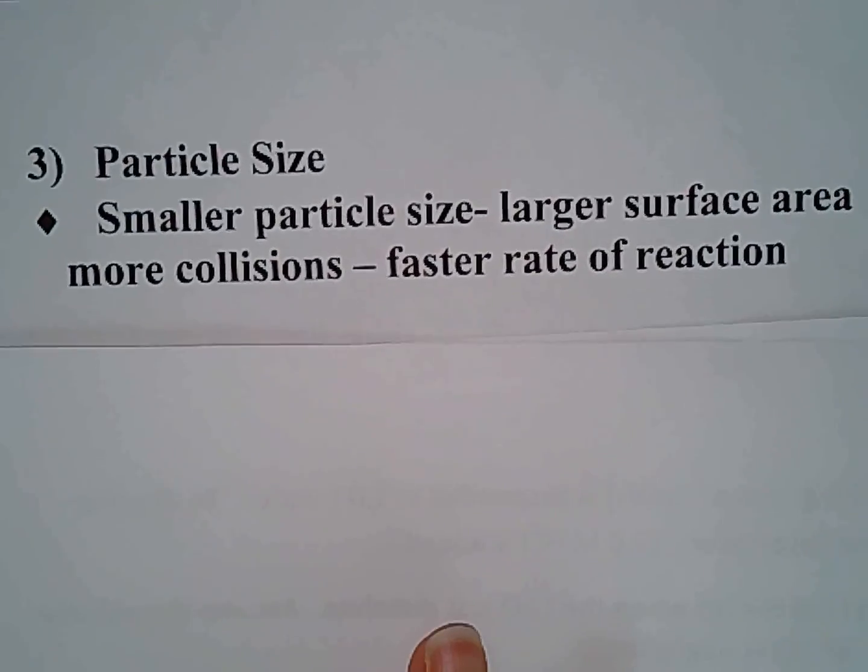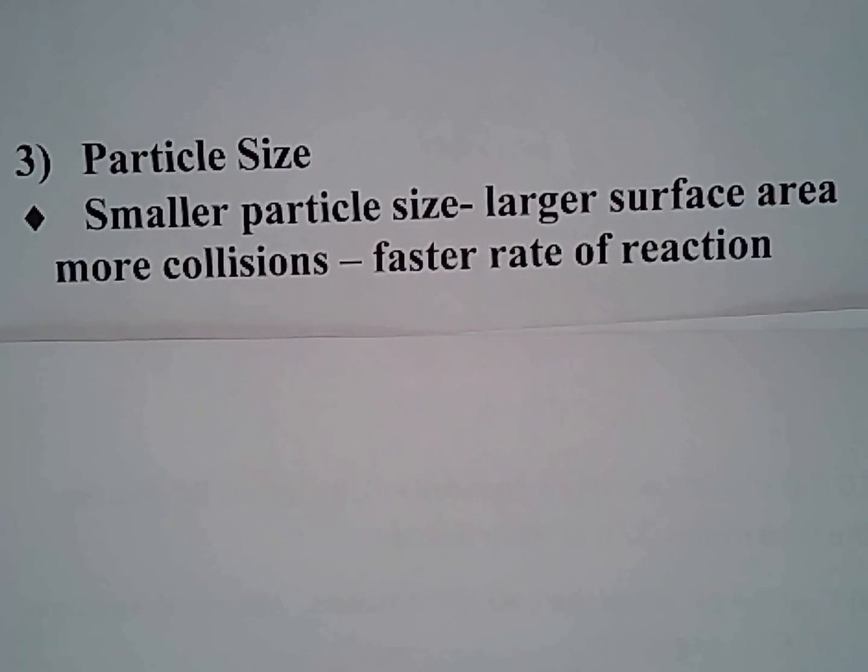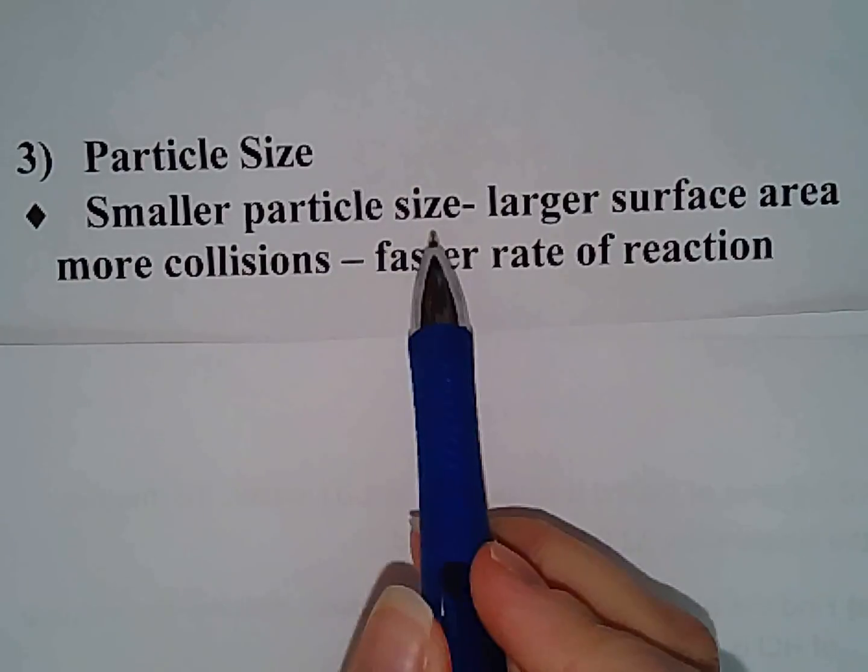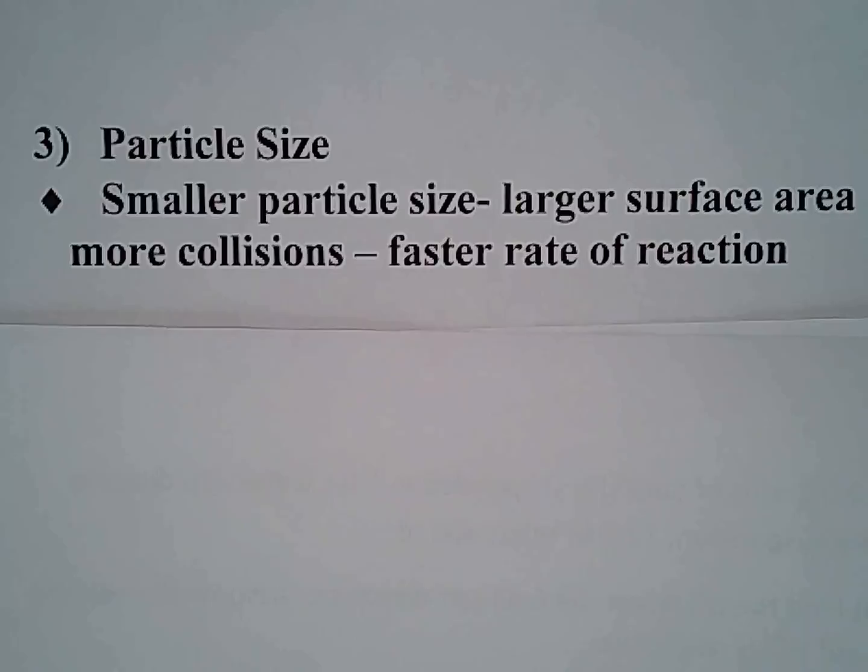Then we have particle size. The smaller the particle size, the larger surface area you have, and more collisions are going to take place. So again, this analogy I just talked about with dissolving a substance, you want to see that the smaller particle size is always going to be able to spread things out so you get more collisions to take place. So faster rate of reaction.